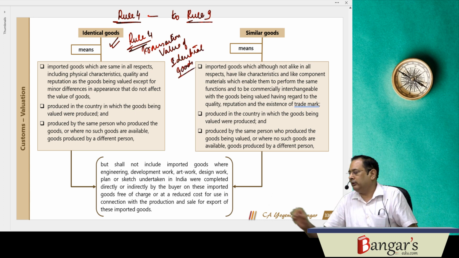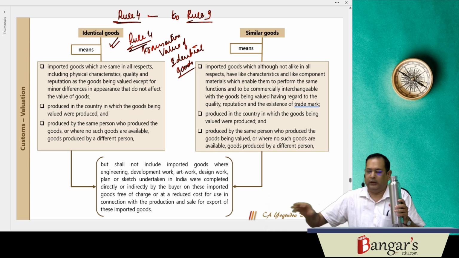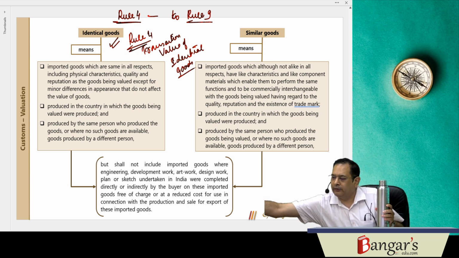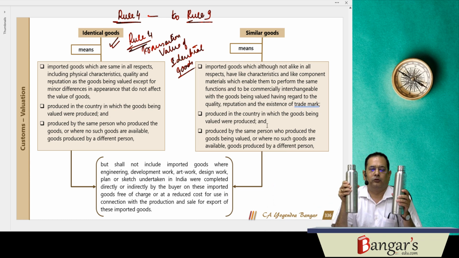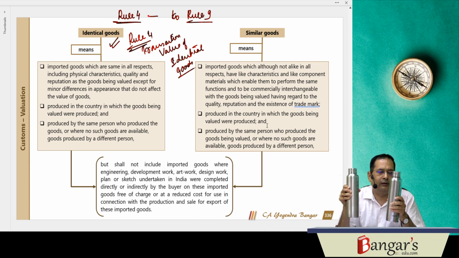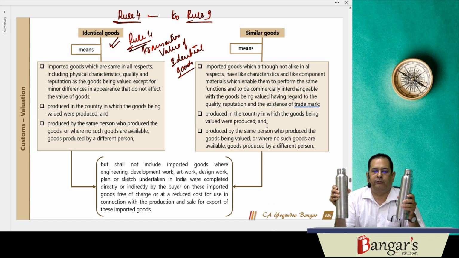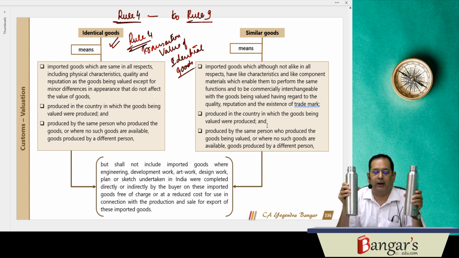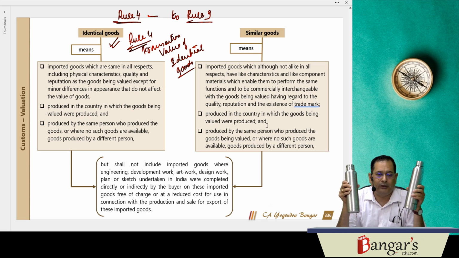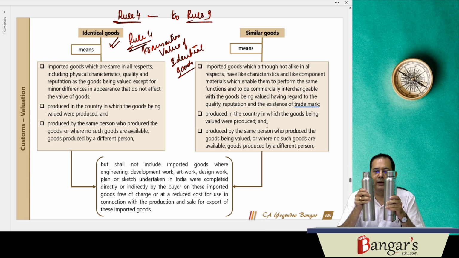Basically say this one bottle is there and this is imported, this is also one bottle is there. So these bottles are identical. Basically they are same in all respects, having regard to physical characteristics, quality and reputation. There can be minor differences in the appearances, but that do not affect the value of the goods. So they remain identical.